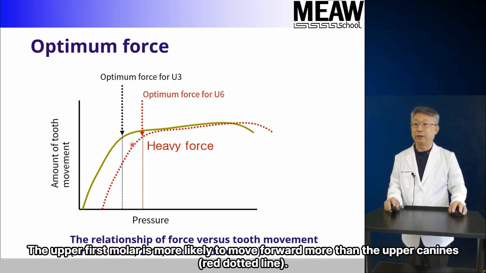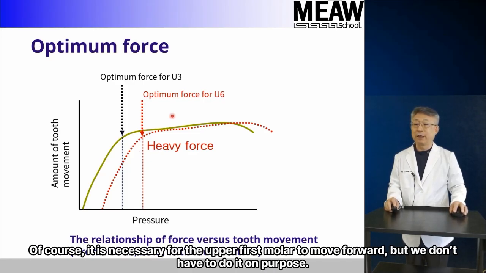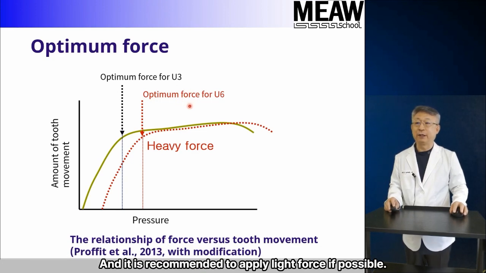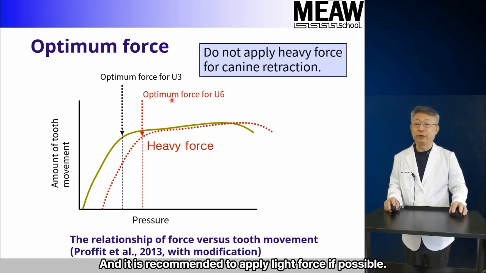The upper first molar is more likely to move forward more than the upper canine's red dotted line. Of course, it is necessary for the upper first molar to move forward, but we don't have to do it on purpose. And it is recommended to apply light force if possible.